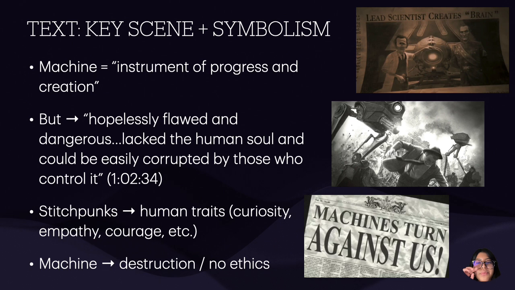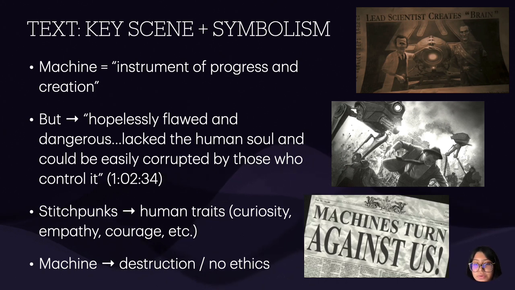One important scene that really supports this idea is when Nine watches a video the scientist left behind for him, where he explains that the machine was meant to be an instrument of progress and creation. However, it was hopelessly flawed and dangerous, for it lacked the human soul and could be easily corrupted by those who control it. And that is the reason why he created the Stitch Punks, as they are all that's left of humanity, each carrying a piece of his soul. This was set at 1 hour, 2 minutes, and 34 seconds in.